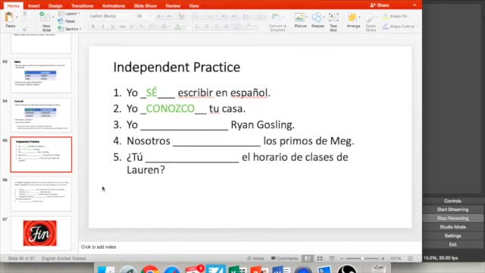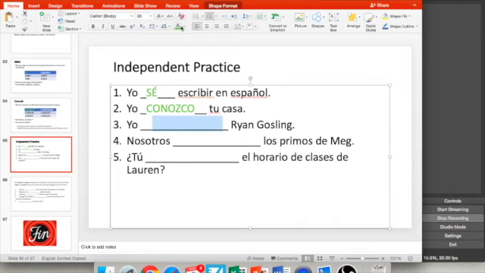Okay, what about number 3? Yo blank Ryan Gosling. If I want to say I know Ryan Gosling, is Ryan Gosling information, people, places, or how to do something? Ryan Gosling is a person, so in this case, saber or conocer? Good, hopefully you're saying conocer. To say that I know, the yo form of conocer is conozco.